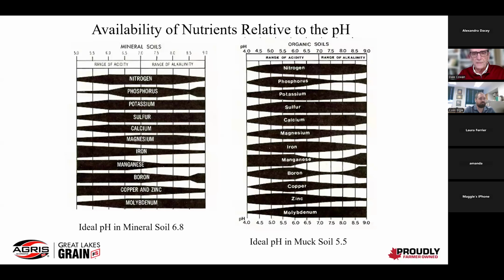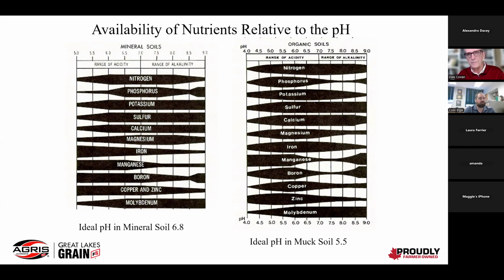Limestone applications, pH, we've got to get that right. Nothing else matters if the pH isn't right. On the left-hand side, you see those bar graphs run horizontally. Wherever they're the widest is the area of maximum nutrient availability or solubility. If you drop a line at 6.8 straight down to the bottom of that chart, it intersects those bars at the widest point. So 6.8 is the perfect pH.